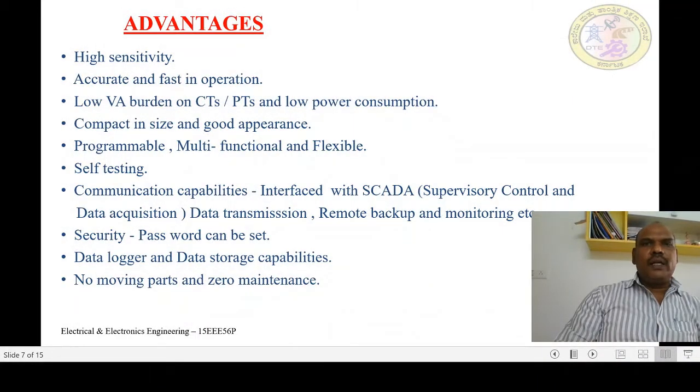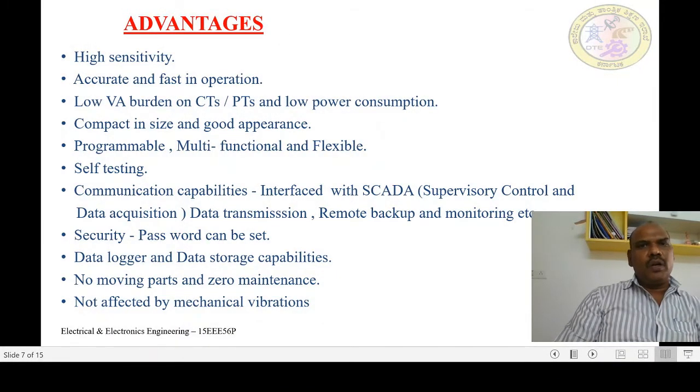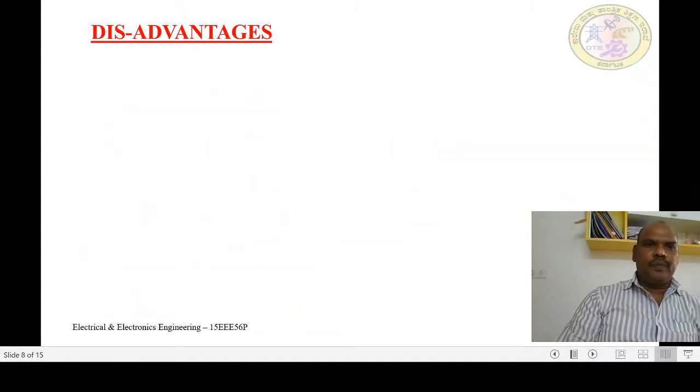No moving parts and hence zero maintenance. Normally in electromechanical relays, we have to do servicing of the links and contacts. Here there are absolutely no moving parts, so no such problem. Not affected by mechanical vibration because it is a solid state relay. Since there are no moving parts, mechanical vibrations will not affect the functioning of this relay.